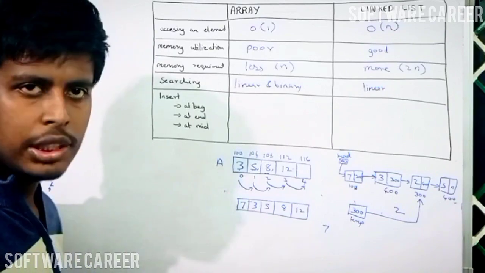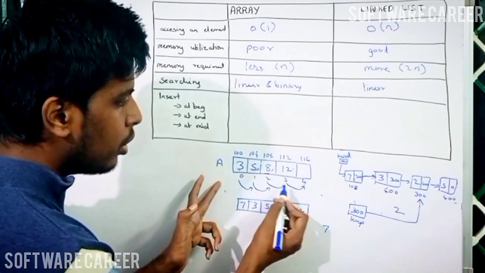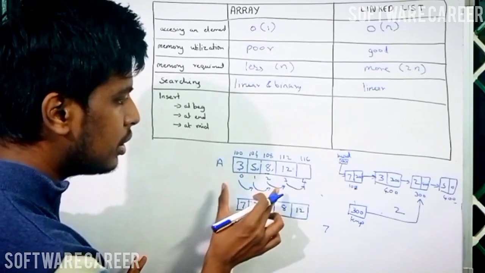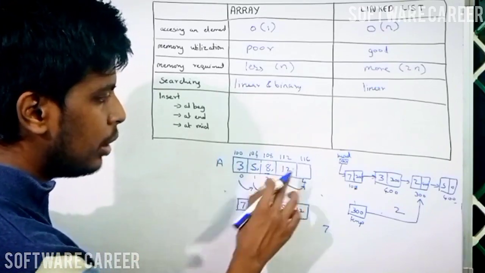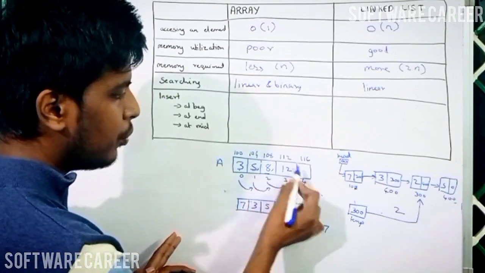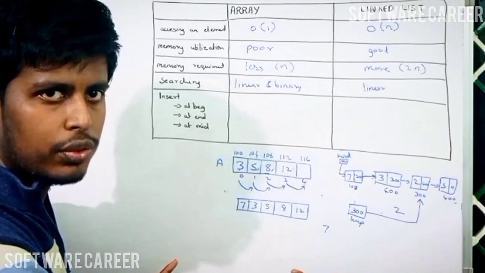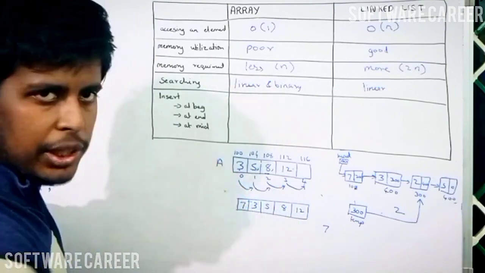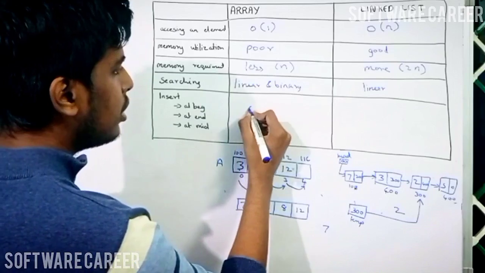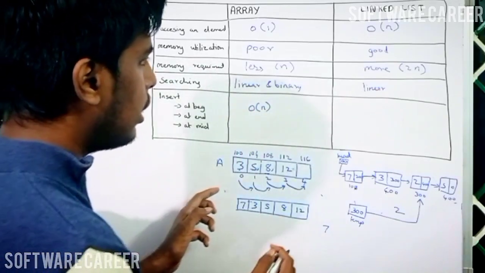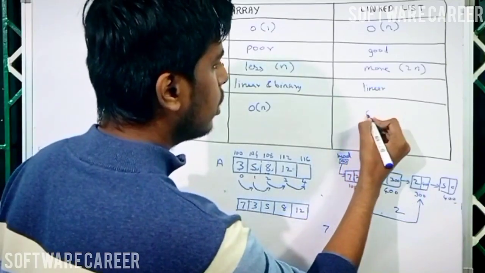So how much time complexity does this take? For inserting at the beginning, if n elements are present, in this case n is 4 because 4 elements are present, you should move 4 elements one step forward. So it takes O of n time for inserting at the beginning. So at the beginning it is O of n in an array, whereas in a linked list it takes O of 1.